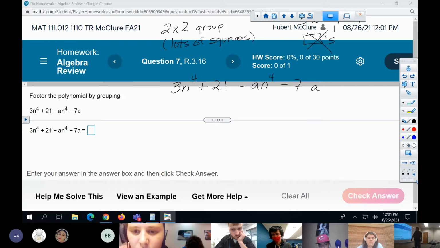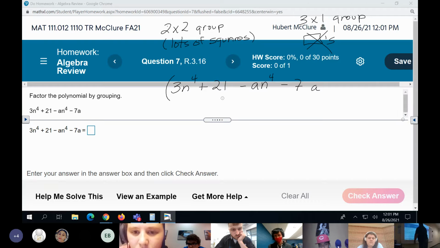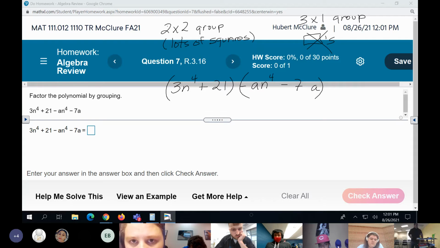So I'm going to group these 2, and I'm going to group these 2. Now I want you to factor out a common term out of both of those groups. See what you get. What's in common with the first group?